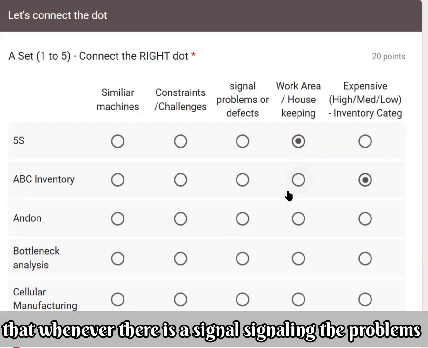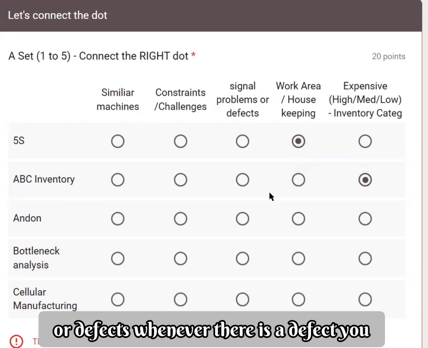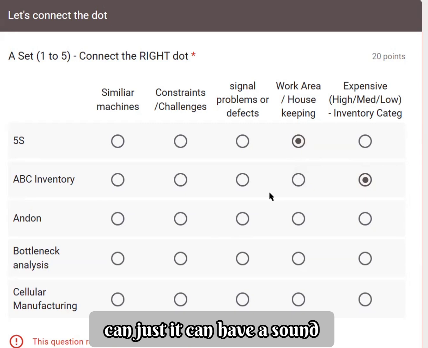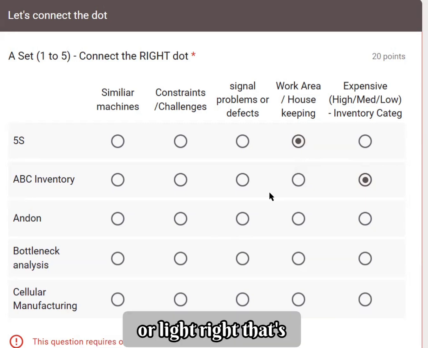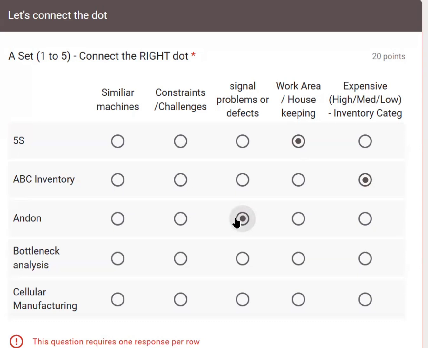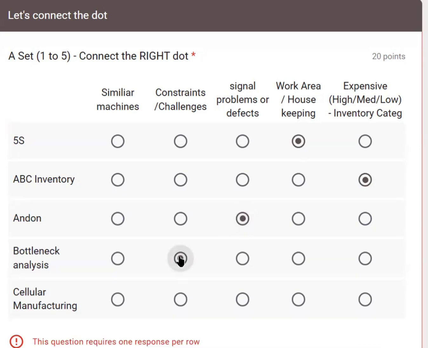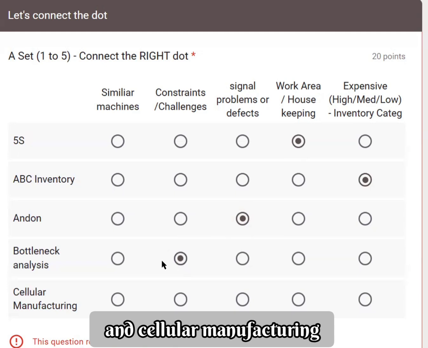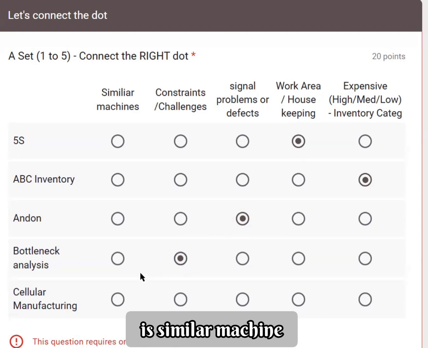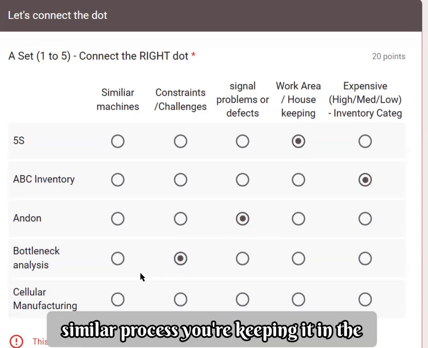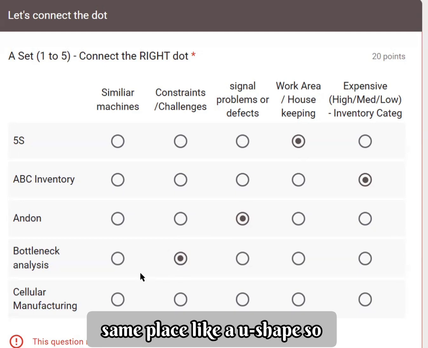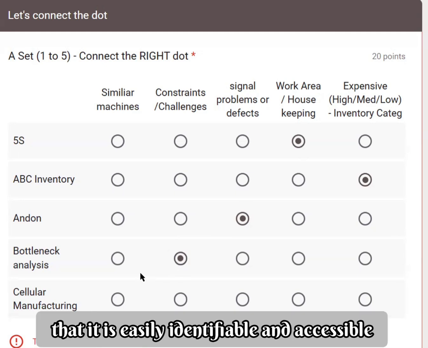And on, you know that it's signaling problems or defects. Whenever there is a defect, it can have a sound or light, right? That's called Andon. Bottleneck is something like a constraint or challenge in the process. And cellular manufacturing is similar machines, similar process, keeping them in the same place, like a U shape, so that it is easily identifiable and accessible.